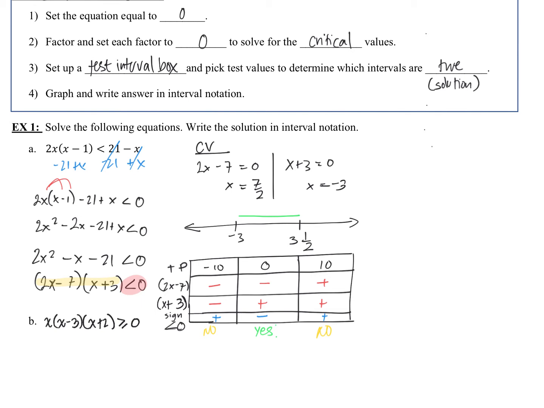So we just take the middle interval, and then the question is, do we include the negative 3 and the 3.5? Well, since we don't have an equal sign under the inequality, we do not. So that is our solution. So the answer is negative 3, 3.5.